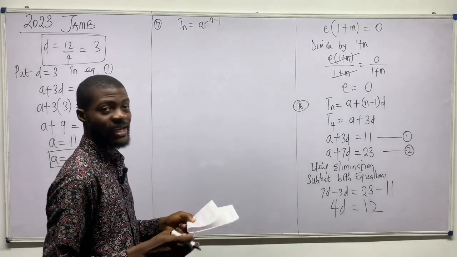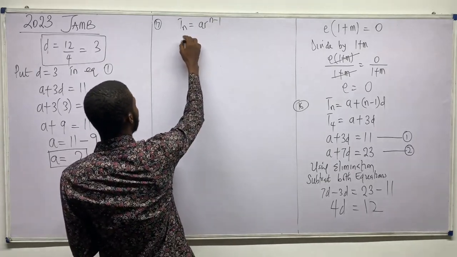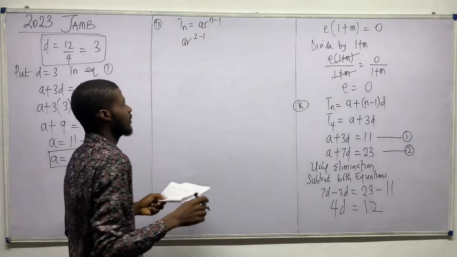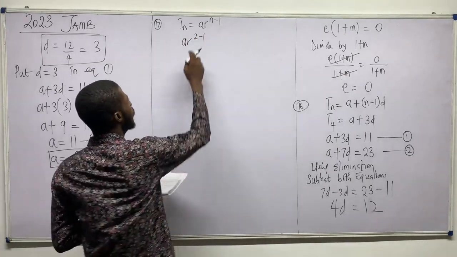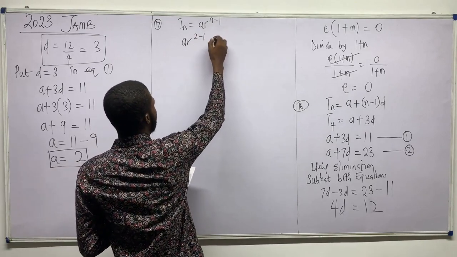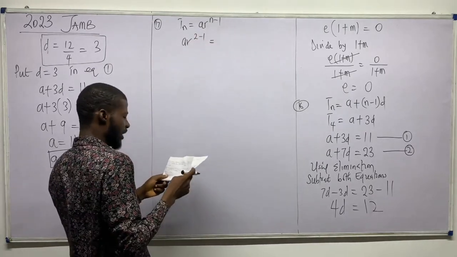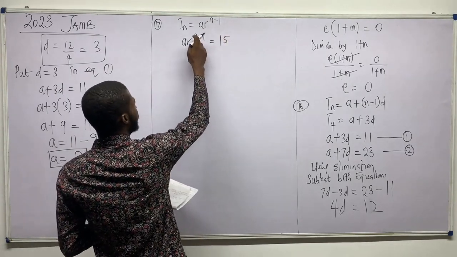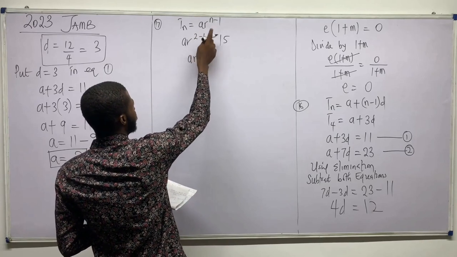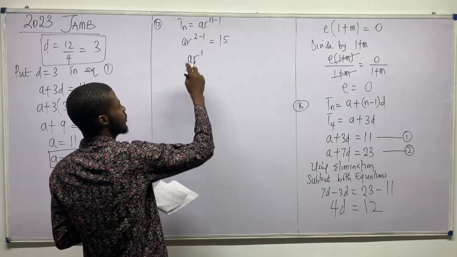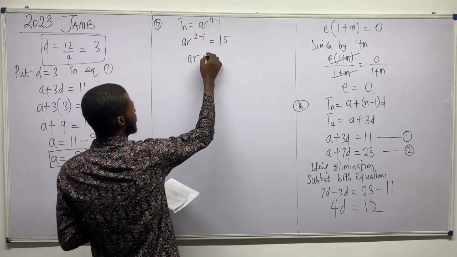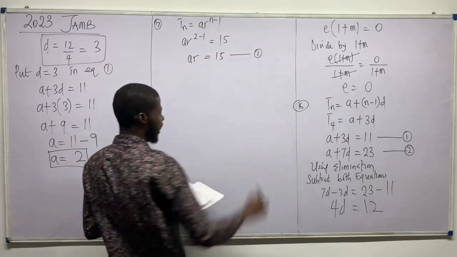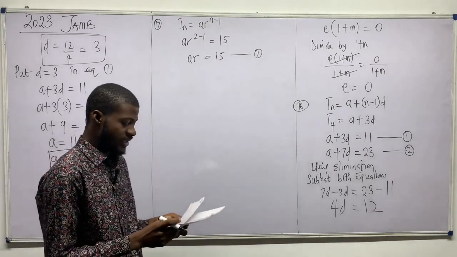So if they say the second term, it will become a r, with 2 minus 1, right? But I shouldn't be writing this because of time. So 2 minus 1 is going to become my second term. And what did they say that will be equal to? This will be equal to 15. And this a r, 2 minus 1 is what? 1. There's no need for you to write the 1, so just leave it like that. Equal to 15, equation 1.